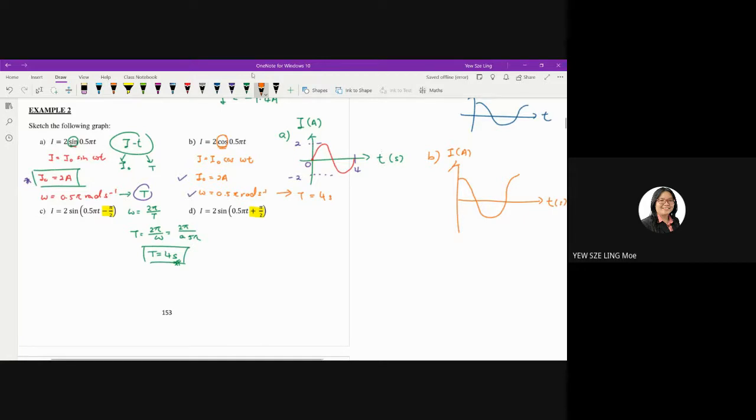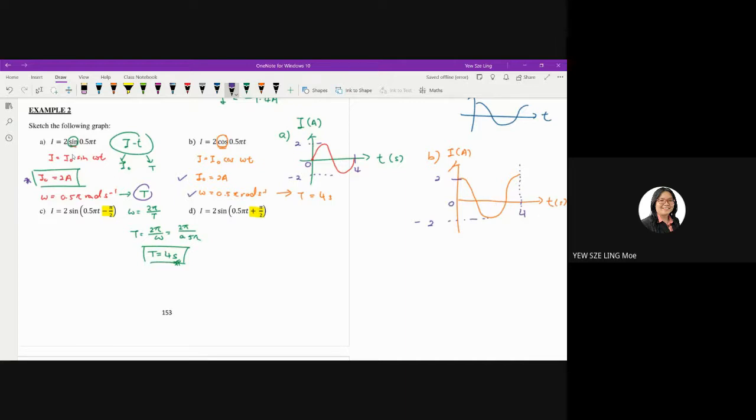As usual, I'm going to label it. So here is 2, here is 0, and here is -2. And of course, don't forget the period, which is the time taken to complete one oscillation, so 4 seconds. Now that's it, that is the answer for question B. You see, it's very simple, right?